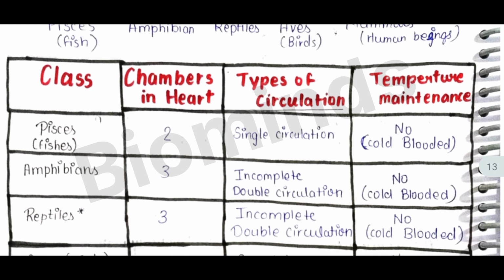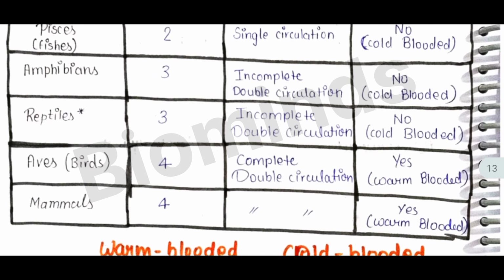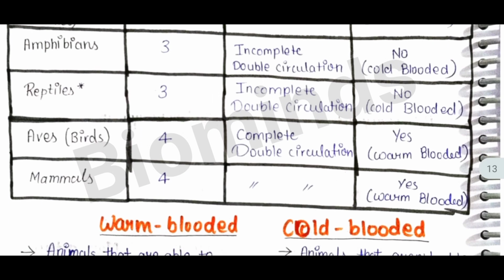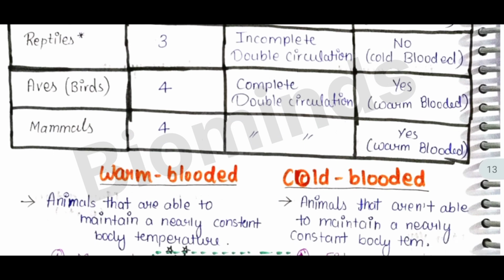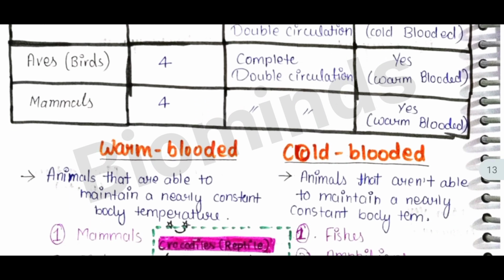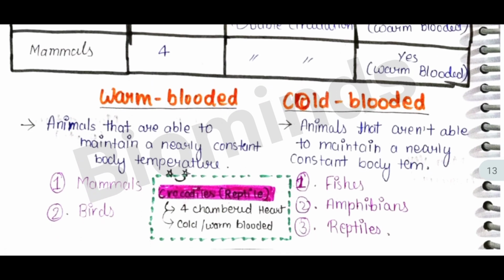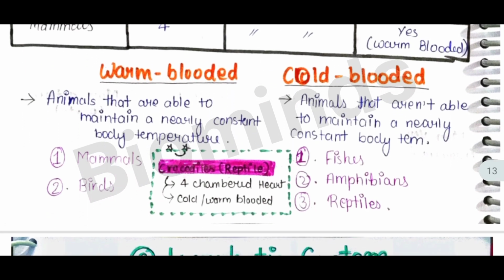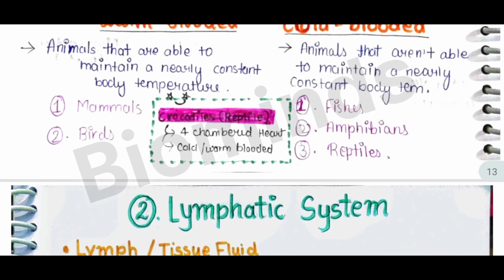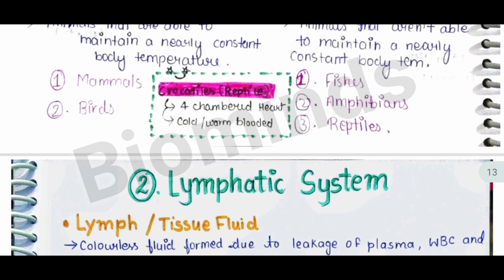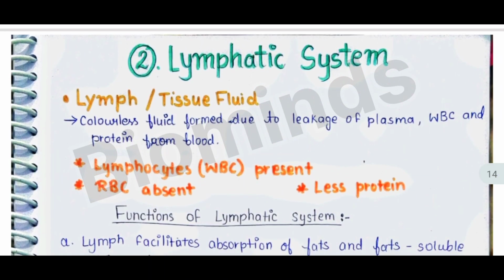Amphibians have a three-chambered heart with incomplete double circulation, and they are cold-blooded. Reptiles have a three-chambered heart with incomplete double circulation and are cold-blooded. Aves and mammals have a four-chambered heart with complete double circulation and are warm-blooded. Warm-blooded means animals that are able to maintain a nearly constant body temperature, but cold-blooded animals aren't able to maintain a nearly constant body temperature.